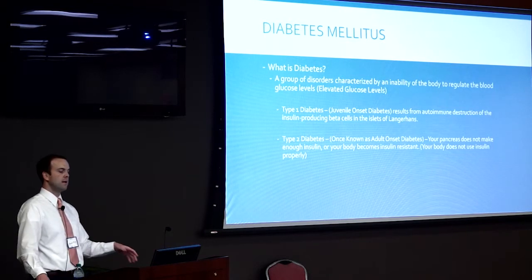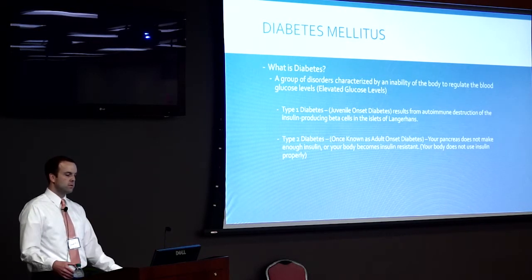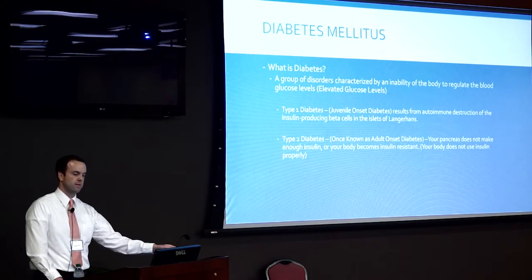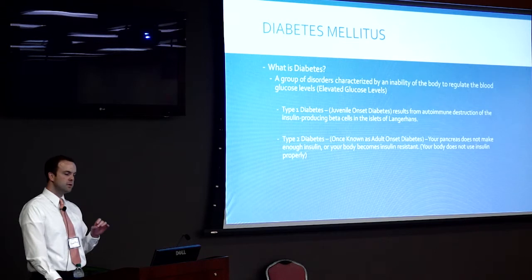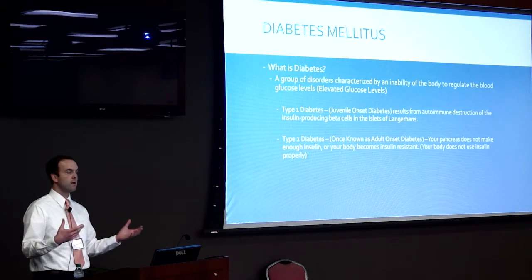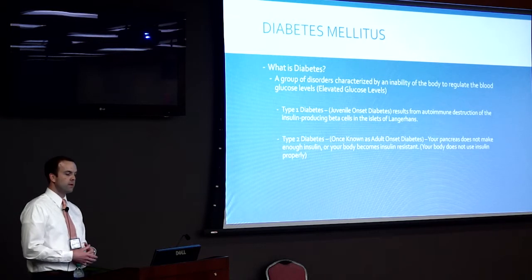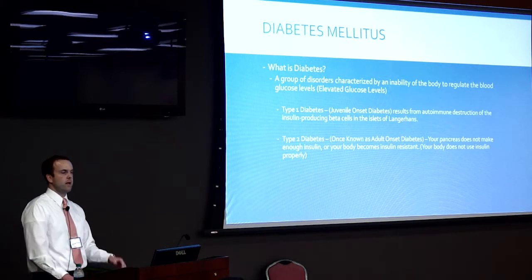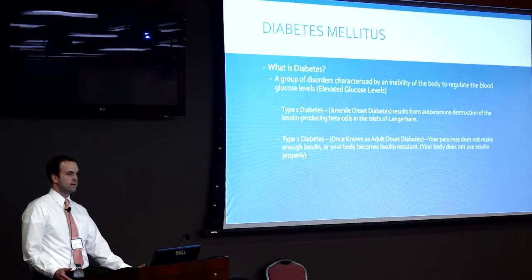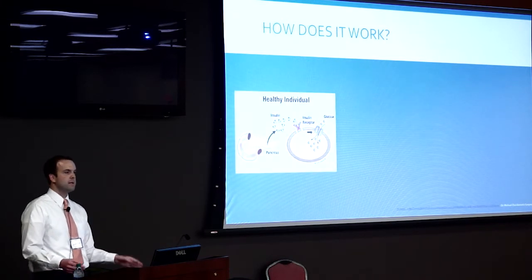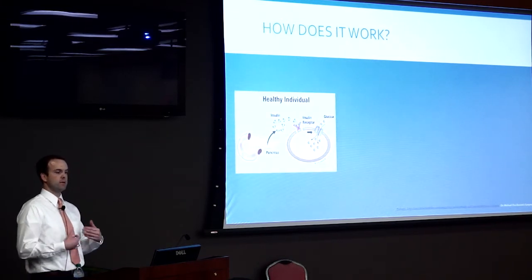Type 1 diabetes results from autoimmune destruction of the insulin-producing cells inside your pancreas, in the islets of Langerhans. In type 2 diabetes, your pancreas basically doesn't make enough insulin to keep up with all the sugar in your blood, or the body becomes insulin resistant, or it's a combination of the two. So it just doesn't use insulin correctly. So with that, what is insulin?